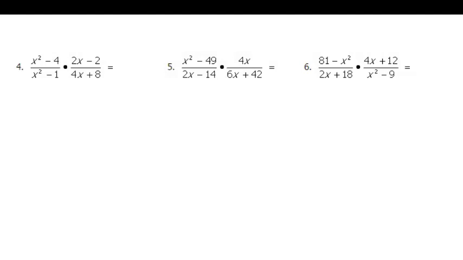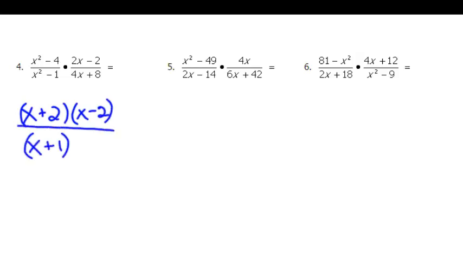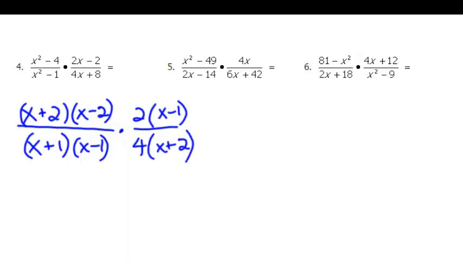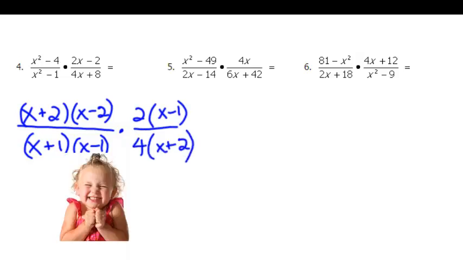In the first fraction, I have a difference of 2 perfect squares. x plus 2, x minus 2, all over another difference of perfect squares, x plus 1, x minus 1. Times, in the second fraction, I have a GCF of 2 and a GCF of 4. And this is where the fun comes in.